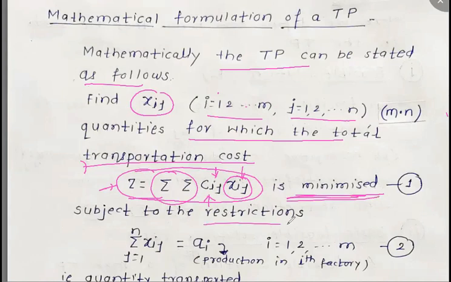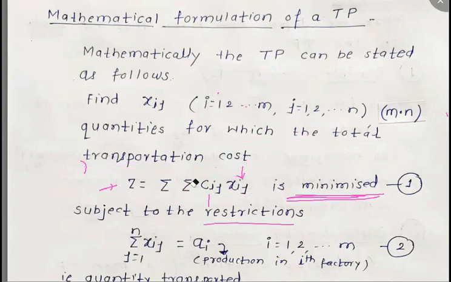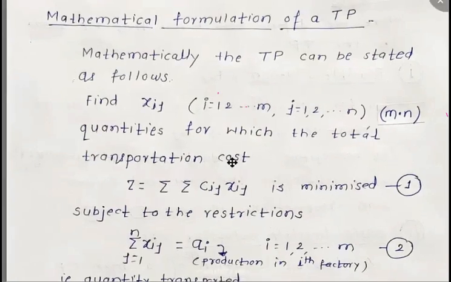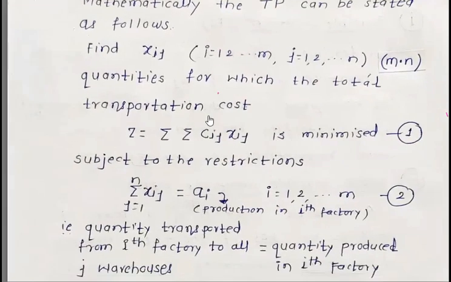Subject to the conditions or restrictions, we have to determine Xij in such a way that Z, that is the total transportation cost, is minimized subject to the following restrictions. So this is equation number 1. Z is the total transportation cost. It is called the objective function, which is to be minimized subject to the following restrictions or conditions.